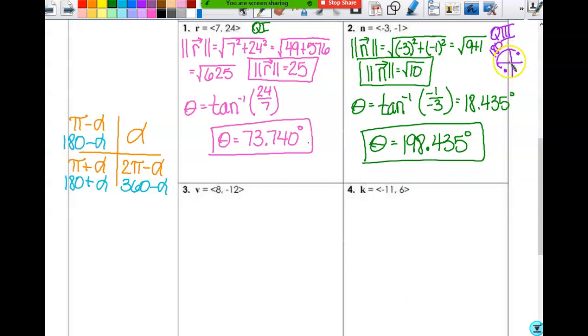I don't do this just for your benefit. I would totally do that for myself as well, so I can actually think about which quadrant I'm supposed to be in. All right? So let's do number 3 together.